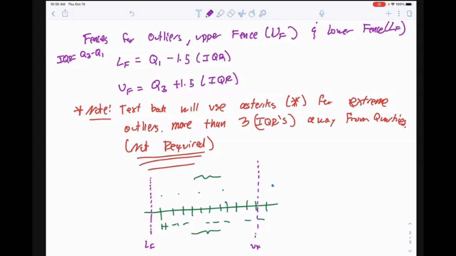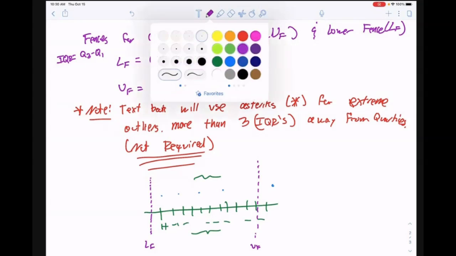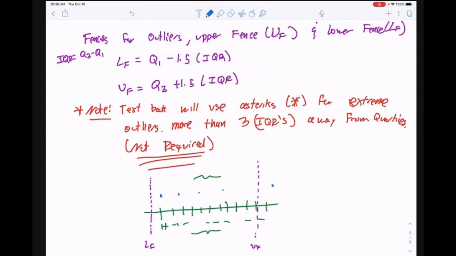So are there any low outliers based on what I've drawn right here? No, because the minimum is bigger than the lower fence. Are there any high outliers? Yes, because this is outside the fence. And when there's an outlier, you need to also verbally state if it's a high outlier or a low outlier. So just make sure you say that.